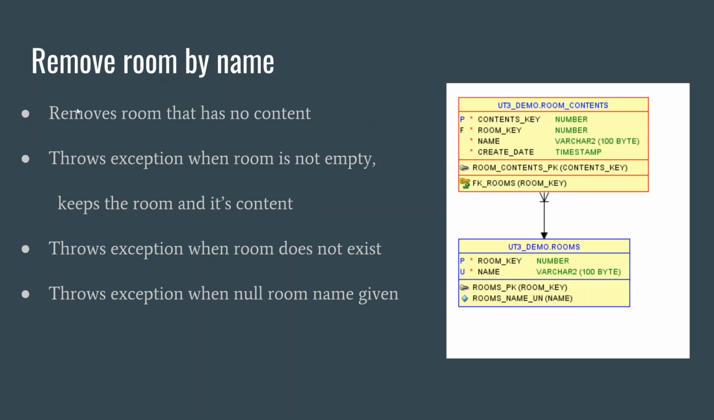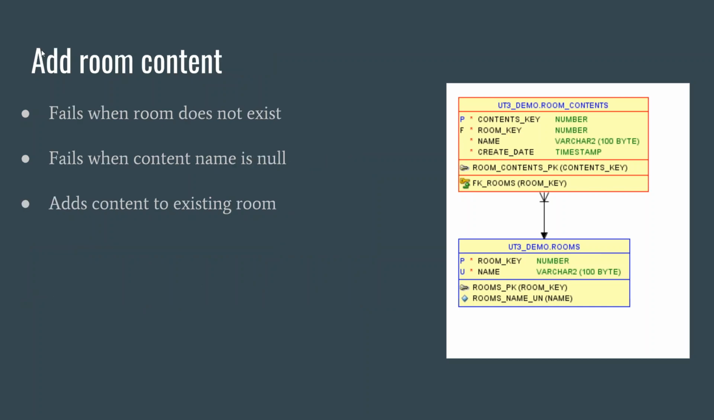And of course, you can go through some other examples, and I have those already implemented. I have a procedure that is removing rooms by a name, and I have a procedure that will allow us to add content to a room. So we have a data model here with the room table and the room contents, and there can be multiple elements in one room.